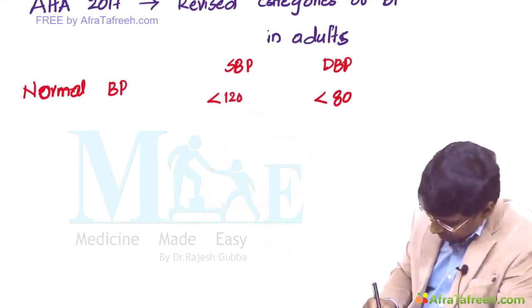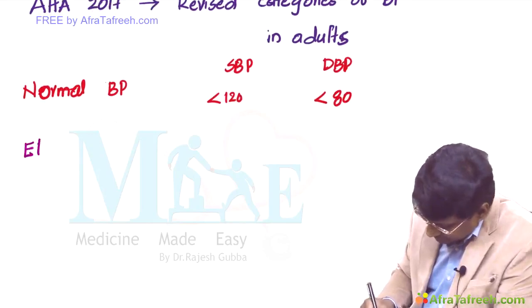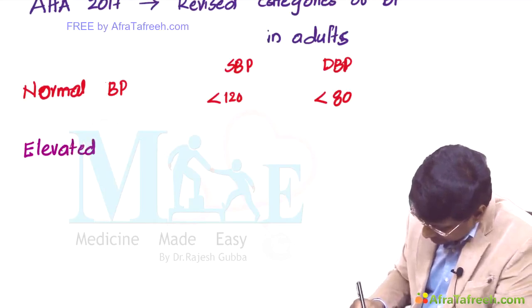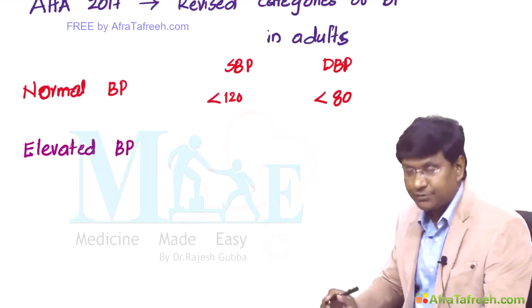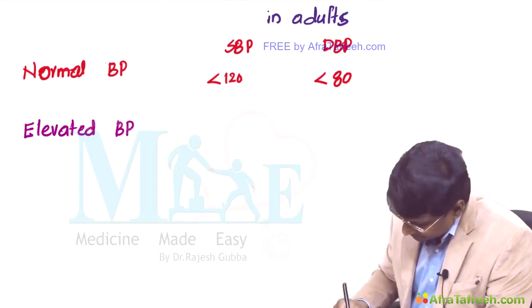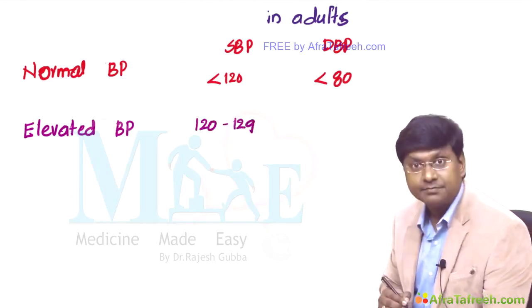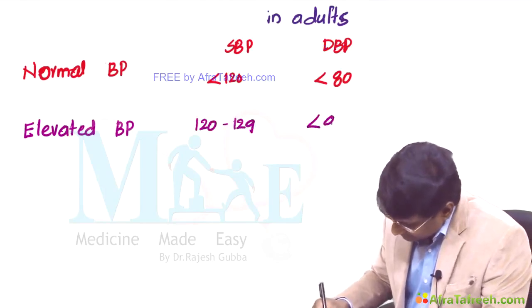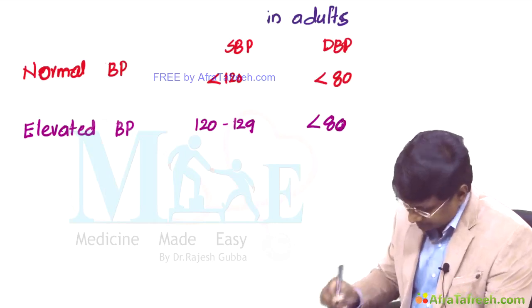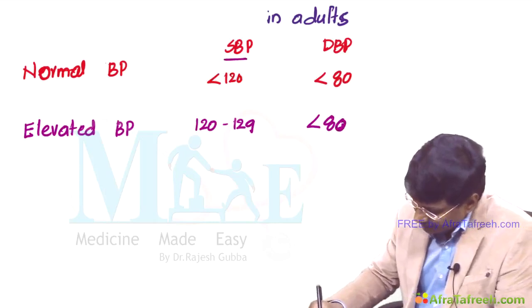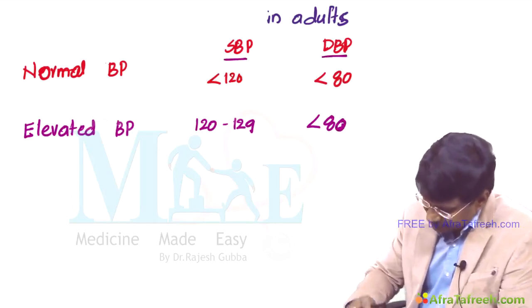Next, when will you use the word that the individual has elevated blood pressure? When the systolic blood pressure is 120 to 129 and the diastolic blood pressure is less than 80 millimeters of mercury. This we consider as elevated blood pressure.